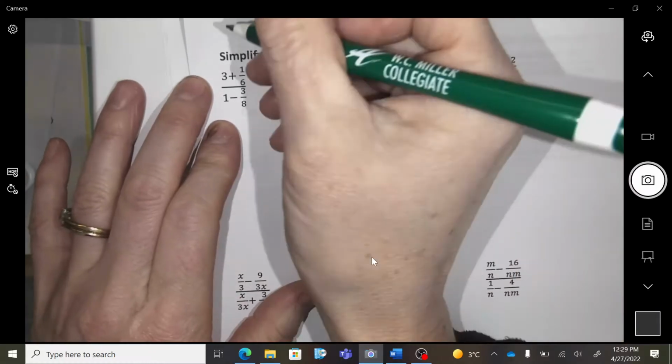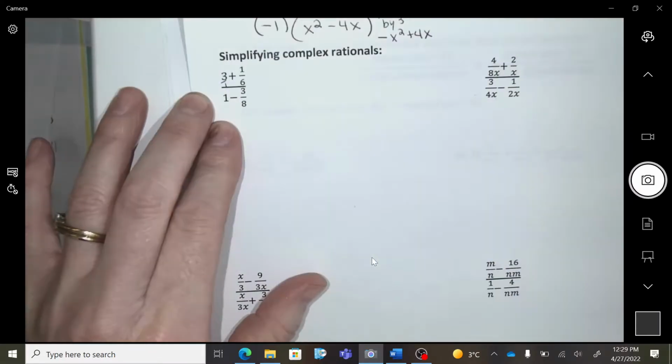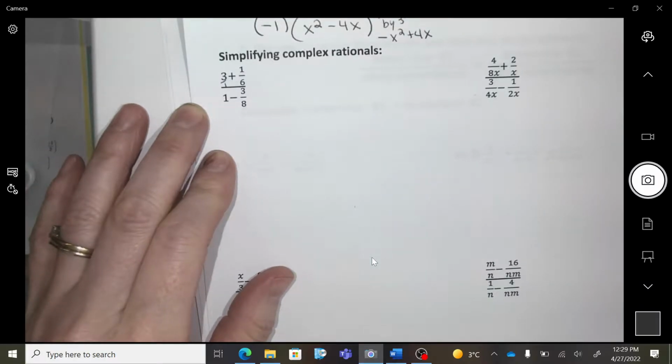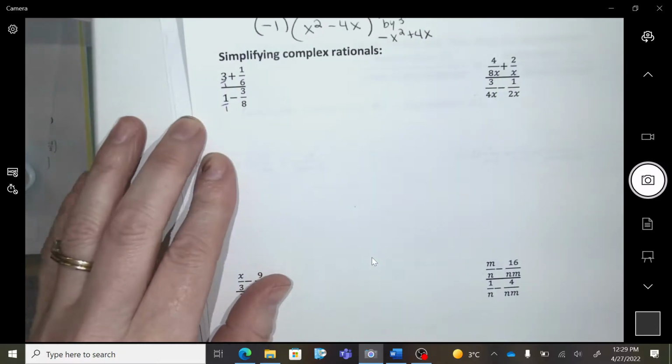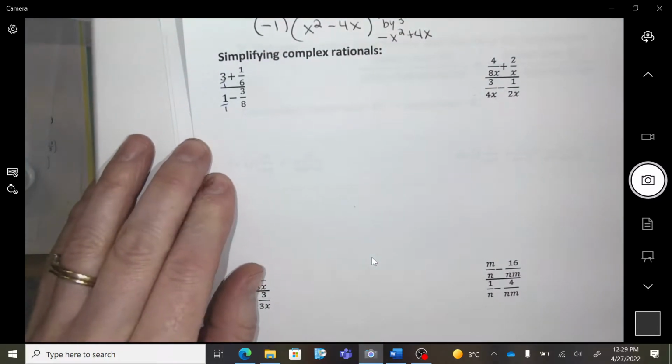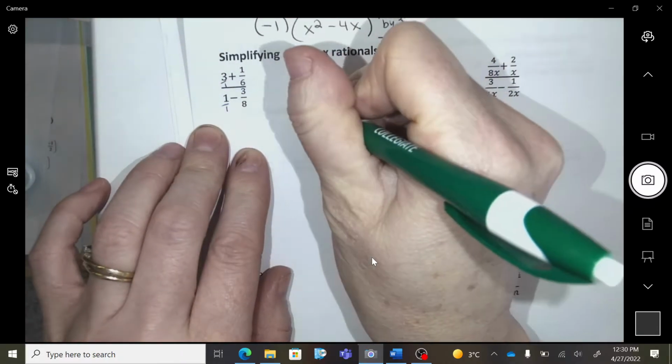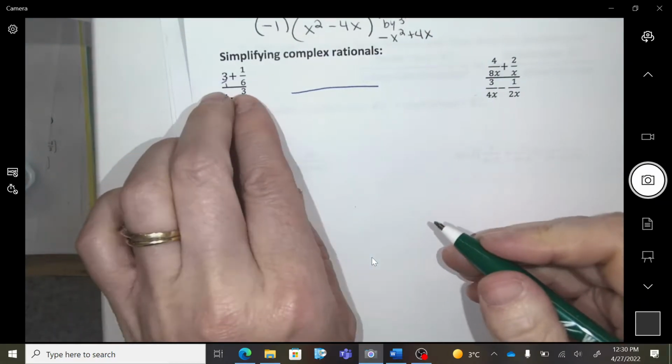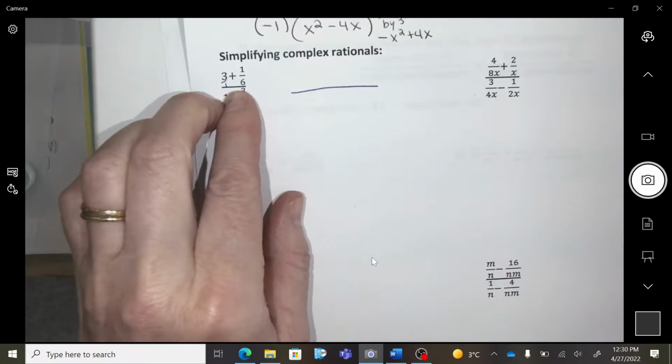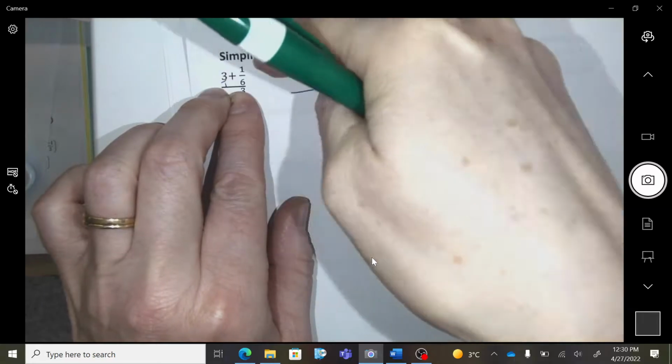First one, you know what I'm going to do? I'm going to throw that as a 3 over a 1. And I'm going to put this as a 1 over 1. Okay, I'm just looking at this top part. How do we add those together?